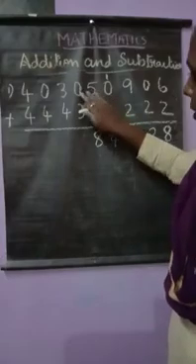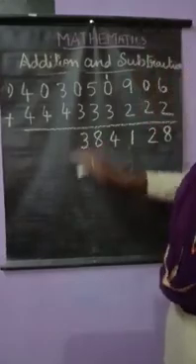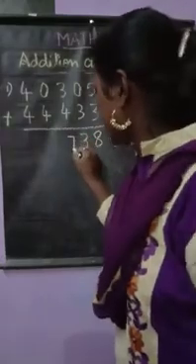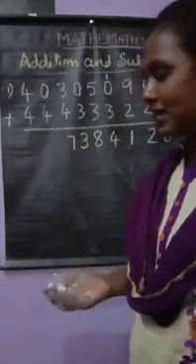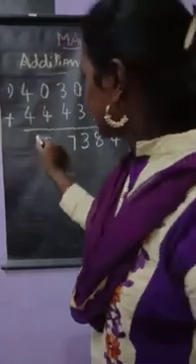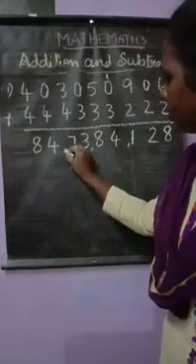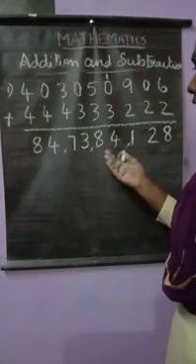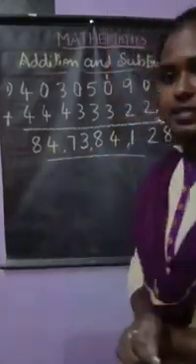Again 0 plus 3 we have, right? 3. Again 3 plus 4 we have. How much? It is 7. 0 plus 4 is 0 or 4? It is 4. So again 4 plus 4 is 8. So let us put the commas, and we got 84 crore 73 lakh 84,128. This is the answer.